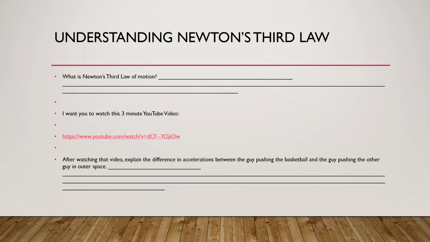The next thing I want you to do is to watch this 3-minute YouTube video right here. The link is right here. It is an awesome video of people on the International Space Station doing Newton's laws experiments. They explain exactly what they're doing, and all I want you to do is to watch the video and explain why there is a difference in acceleration when the guy pushed the basketball and when the guy pushed the other astronaut. That's all I want you to do in that blank space. Okay, that's pretty self-explanatory. That's like a typical do now for our class. Let's get into the nitty-gritty.